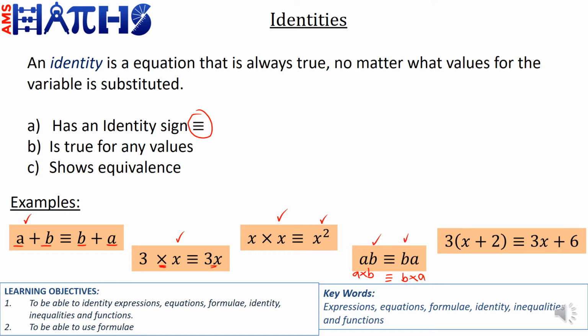So that's an identity. And if you look at our brackets, if I expand this bracket, I will get 3 times x gives me 3x, and 3 times 2 is going to give me 6. So both the left and right side of the equation here are identical. So we can use our symbol to represent identity.